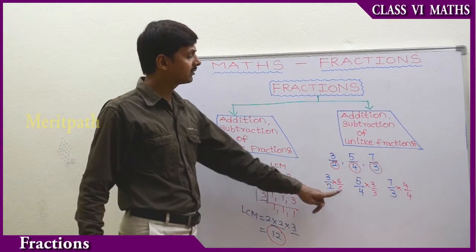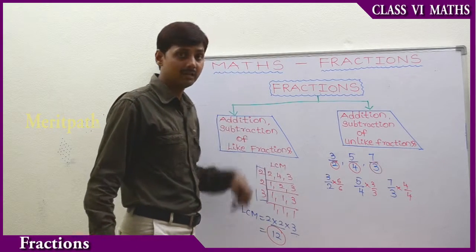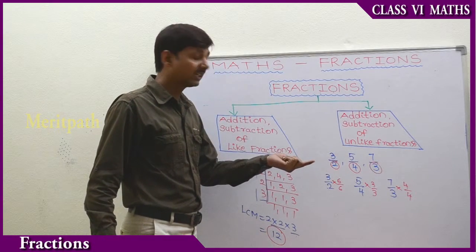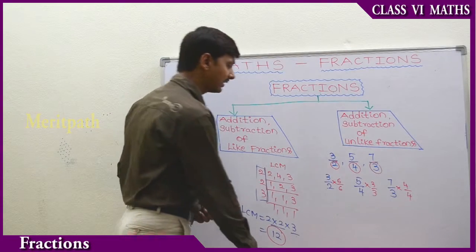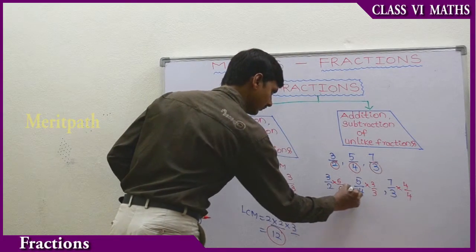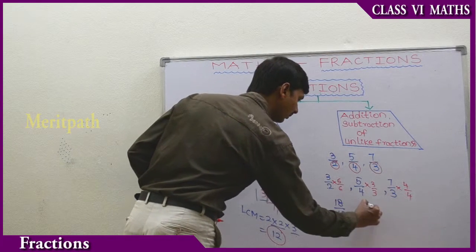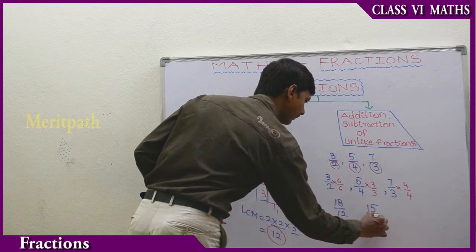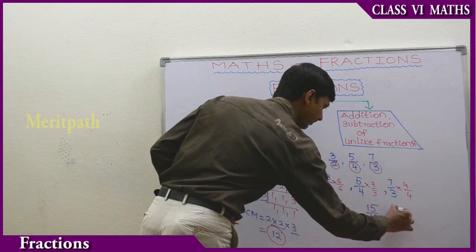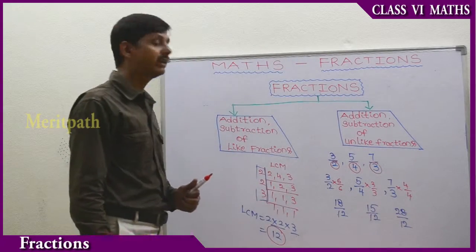Now let's see: 2 sixes are 12, so the denominator is 12. 4 threes are 12, the denominator is 12. And also 3 fours are 12. So let's multiply and write all the numbers. 3 sixes are 18 by 12. Now 15 by 12. 7 fours is 28 by 12. So all the denominators are equal now.